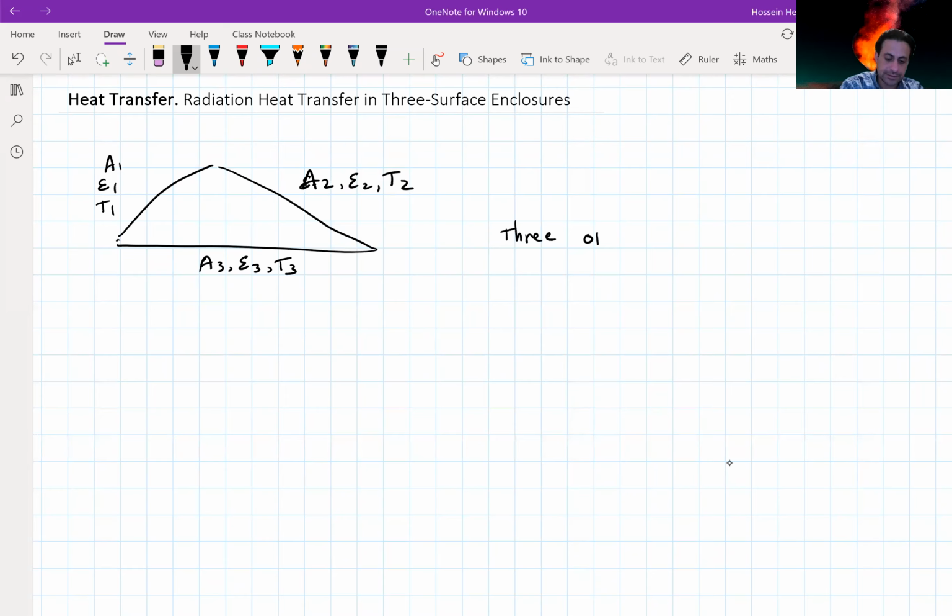There are three, okay, and diffuse, and gray surfaces.